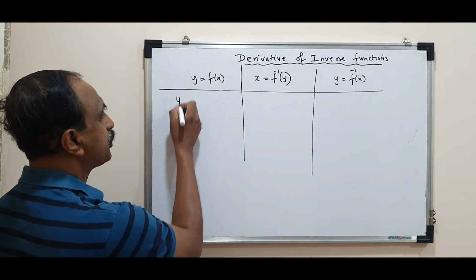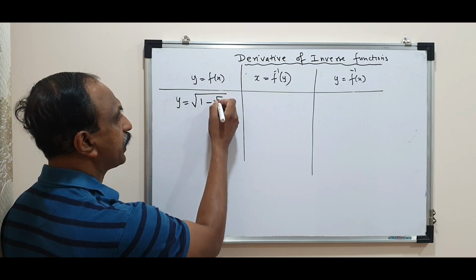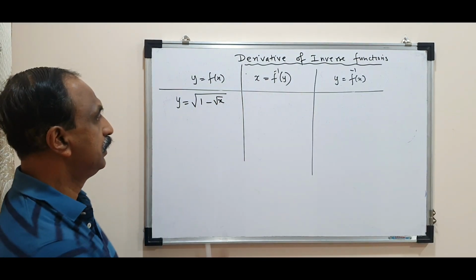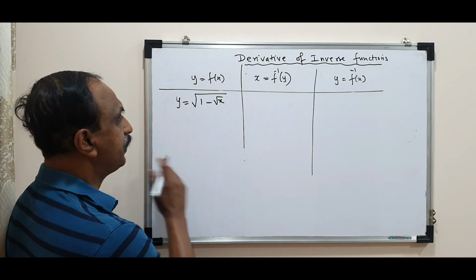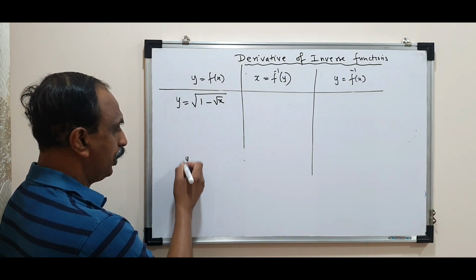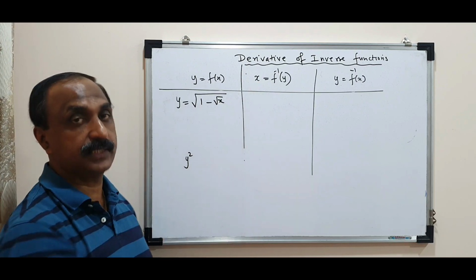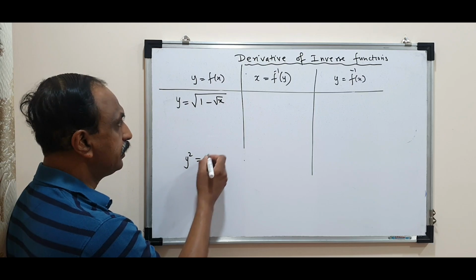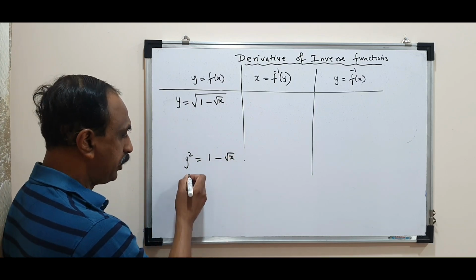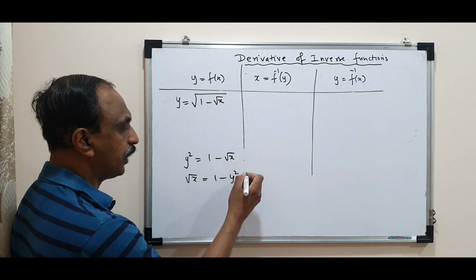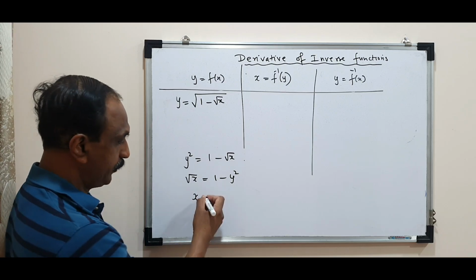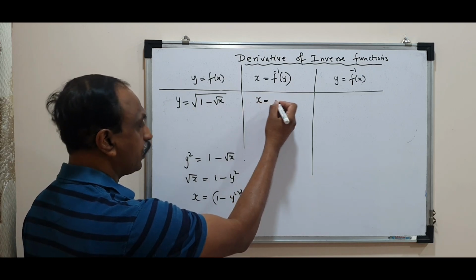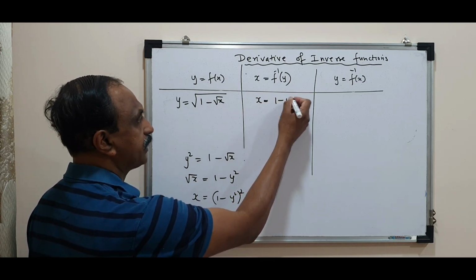Let's say I have a function y is root of 1 minus root x. I want to convert it into x is equal to f inverse format. What should I do? That means make x as a subject. First I'll make root x as a subject. Square both sides: 1 minus root x. Make root x as a subject: 1 minus y square. Make x as a subject, square both sides. So I can write x is equal to (1 minus y square) the whole square.